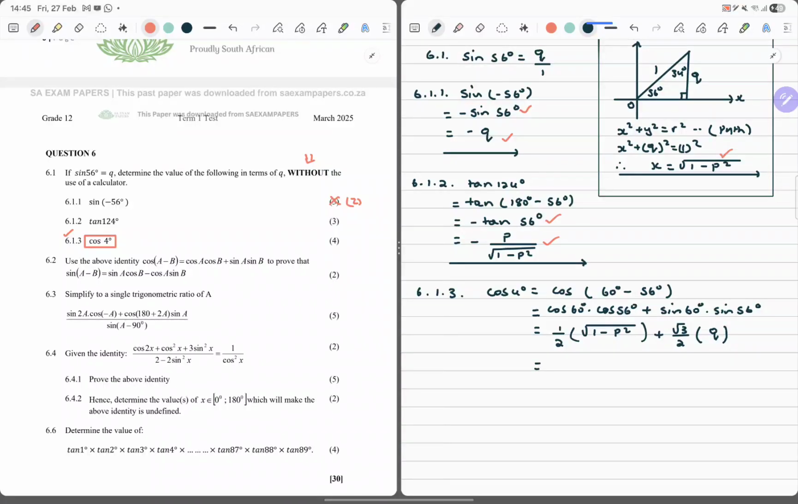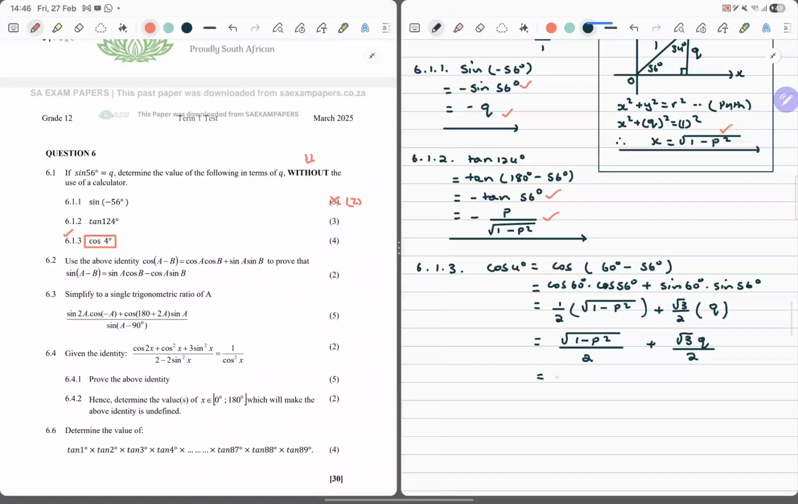Now we simplify, okay? We can't leave the expression unsimplified. So this is just going to be the root of 1 minus p squared over 2 plus root 3 q divided by 2. Now common denominator is 2. So we must simplify until we can't. So this is just going to be root of 1 minus p squared plus root 3 q, all over 2. That's it. Okay guys, we cannot simplify further than this. So that is it.